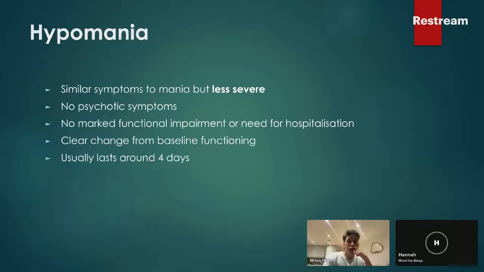Moving on to hypomania. This is where the symptoms are similar to mania, but less severe. There's no psychotic symptoms, and there's no marked functional impairment in the patient. So they're still able to function, able to go to school, able to go to work. There's no social impairment really, but there is a clear change from baseline functioning. So it could be an increase in energy, reduction in sleep, slightly elevated mood, slightly racing thoughts, mild to medium risky behaviors. And hypomania usually lasts around 4 days.